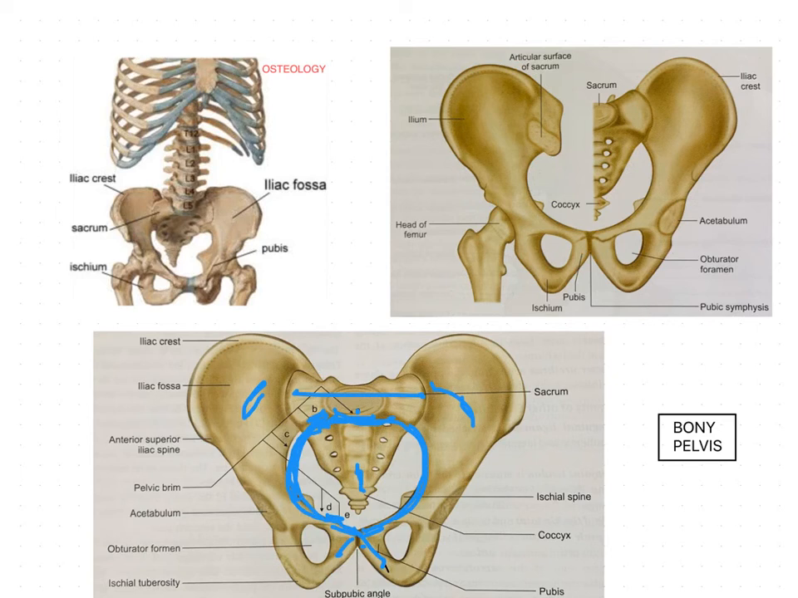So the cavity of the lesser pelvis is bounded in front by the body and rami of the pubis, on either side by the pelvic surfaces of the ilium and ischium below the arcuate line, and behind by the anterior surfaces of the sacrum and the coccyx. Okay, so these are the boundaries of the lesser pelvis. And so we have seen the superior pelvic aperture, isn't it?